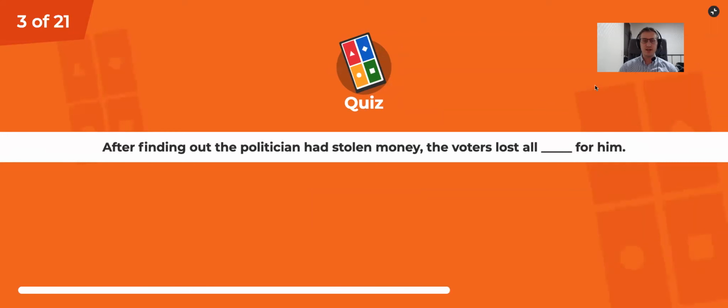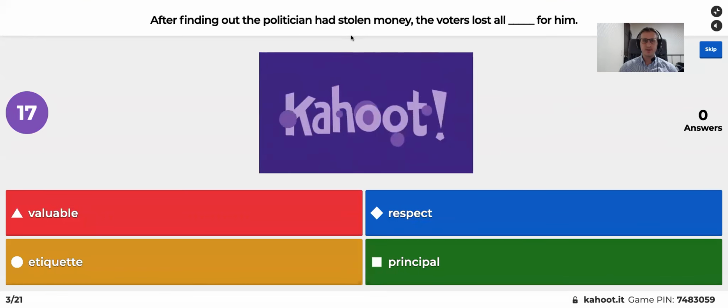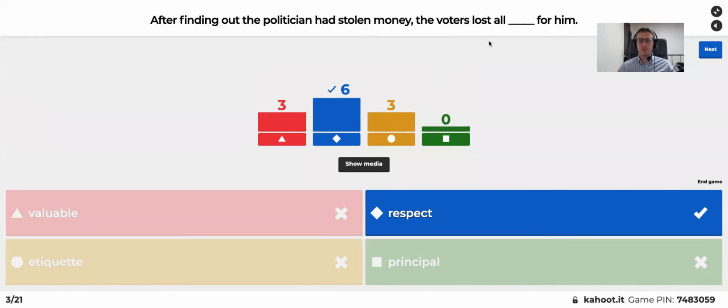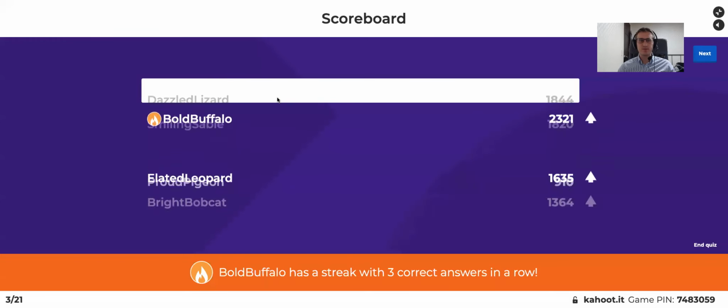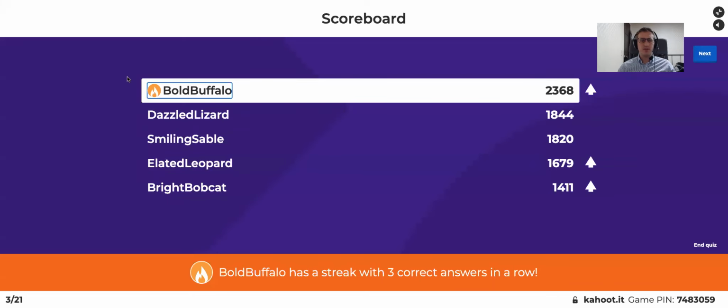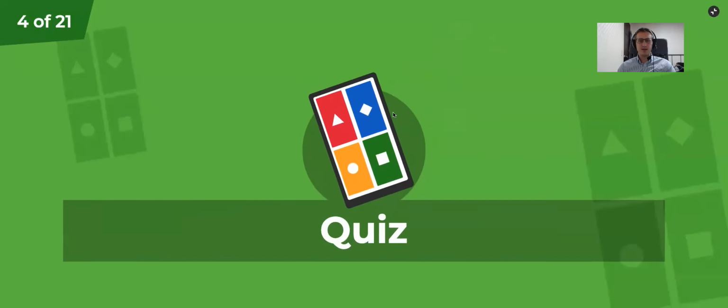Next one. After finding out the politician had stolen money, the voters lost all blank for him. Respect, right? So they don't respect him because he stole the money. Okay, next one. Ooh, wow. Okay, so Bold Buffalo, you got 3 correct answers with no wrong answers. So now you are getting bonus points for every question. If you get a wrong answer, you lose the bonus points, or you no longer get bonus points, okay? So try to keep it up and you might win this.